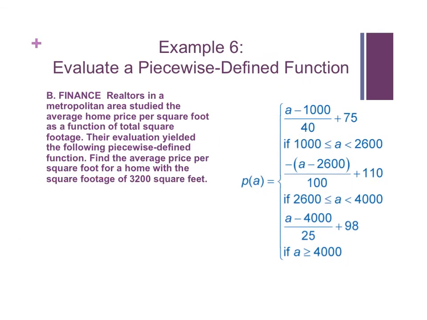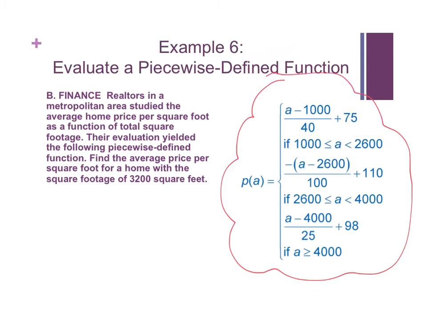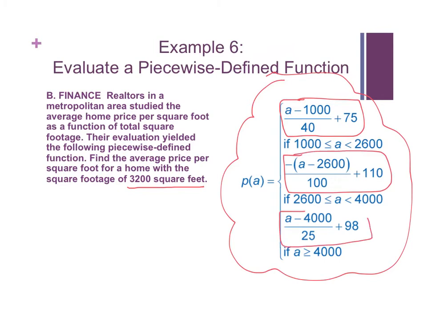In part B, this time same function, same piecewise function that we used in the last example, but this time we are going to find the average price per square foot for a home with the square footage of 3,200 square feet. Now, which equation, I should say, includes homes that are 3,200 square feet? Equation 1, equation 2, or equation 3?